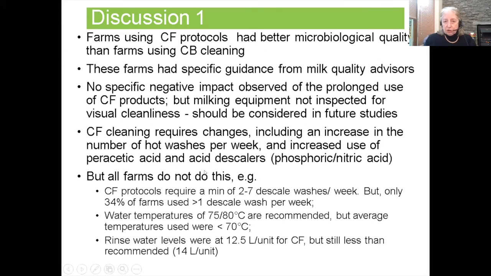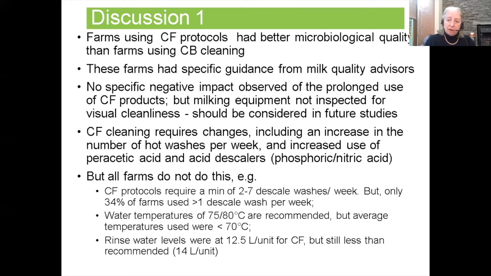So then in discussion, the farms using chlorine-free protocols had better microbiological quality than the farms using the chlorine-based cleaning. And we suspect that the reason for that is that these farms had specific guidance from the milk quality advisors, whereas the others did not. No specific negative impact was observed on the prolonged use of chlorine-free products, but the milking equipment was not inspected for visual cleanliness, which should be done in future trials.